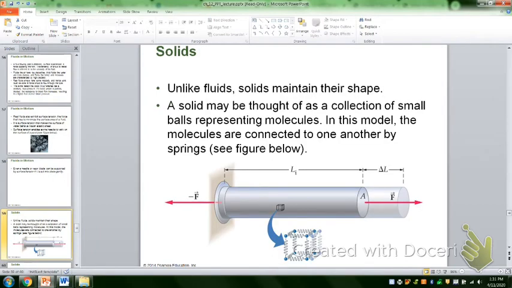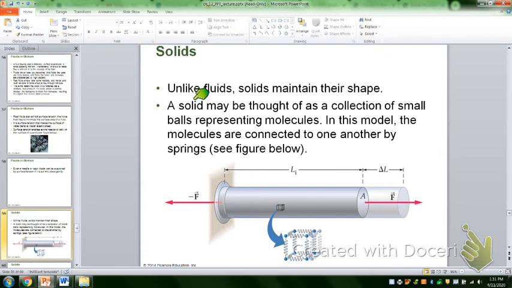All right, so this is the start of 12.4. 12.4 is in regards to solids. Remember, 12.3 was fluids in motion. 12.2 was fluids at rest. But it says, unlike fluids, solids maintain their shape. So a fluid is something that can change shape, like water, gas, or air, but a solid does not change its shape in general.